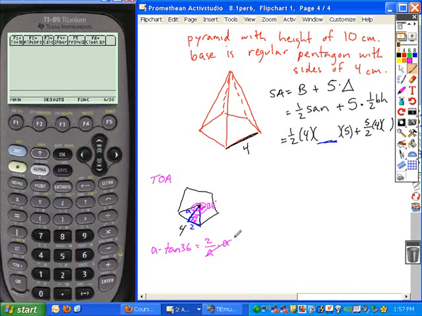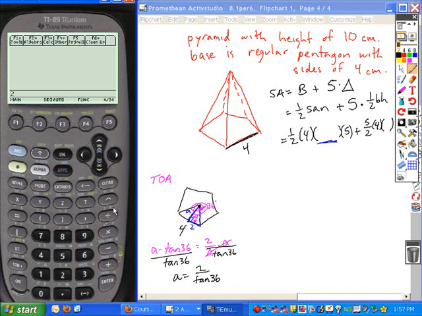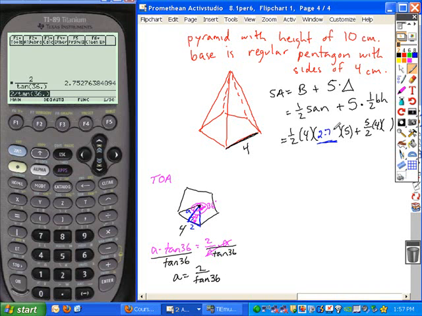Solve for a. We're going to move it out of the denominator, multiply both sides by a, and then divide by the tangent of 36 to isolate the a completely. And so we get a is equal to 2 over the tangent of 36. So let's calculate that. 2 divided by the tan of 36. We'll put it in decimal form. And we get an answer to be approximately 2.75.